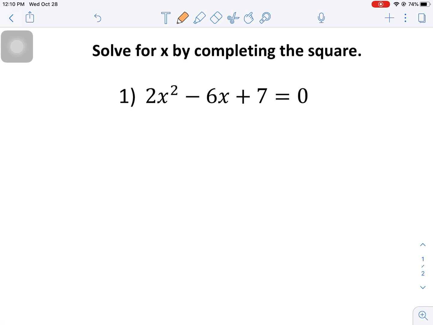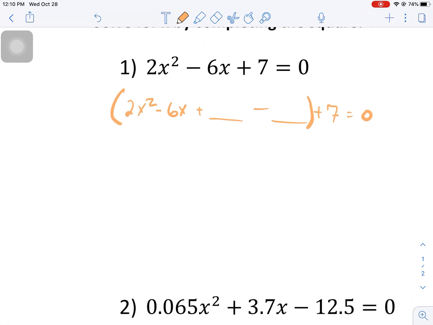After that, what you're going to do is put in the plus or minus. So we're going to go 2x squared minus 6x plus minus plus 7 is equal to 0. What's going to happen next is we're going to set this section in parentheses. And then we're going to actually factor the 2 out of the 2 terms that have numbers here. So we're going to go 2(x squared minus 3x) plus minus plus 7 equals 0.